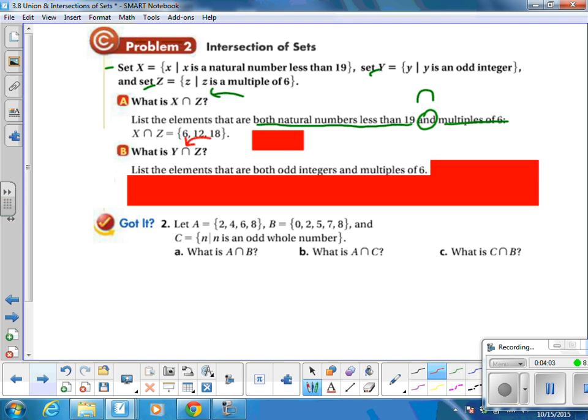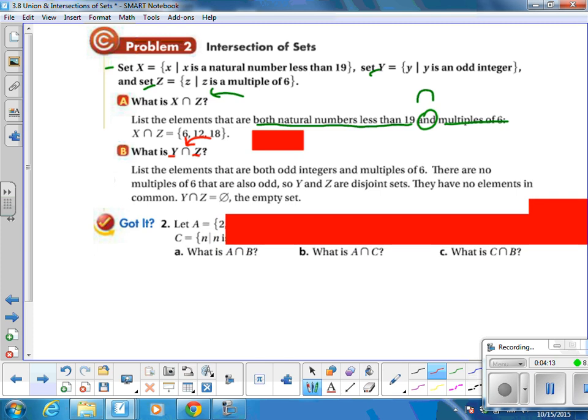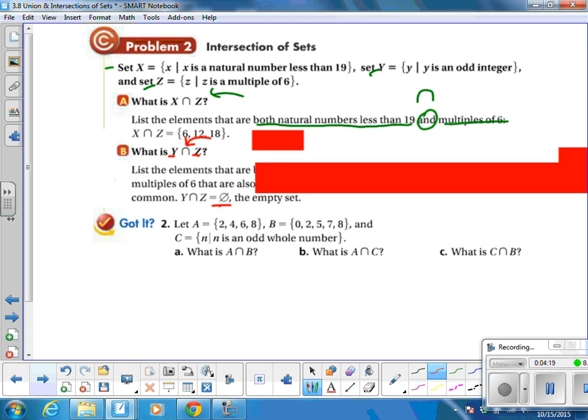So list elements that are both odd and multiples of 6. So odd and multiples of 6, and nothing actually works for that. There's nothing that fits for that, so we would call that an empty set or a null set. I want you to give it a try. So I want you to press pause, and let's have you do that as well.